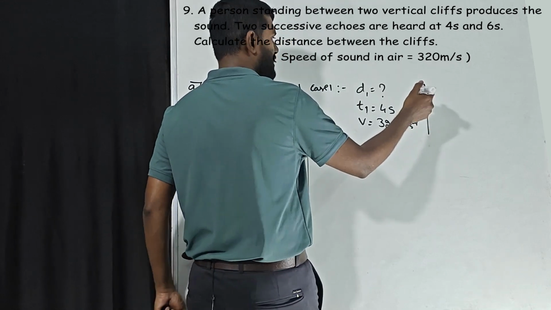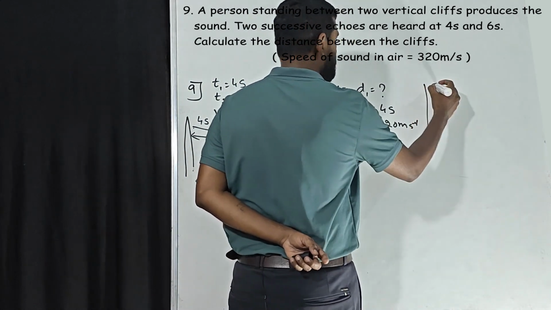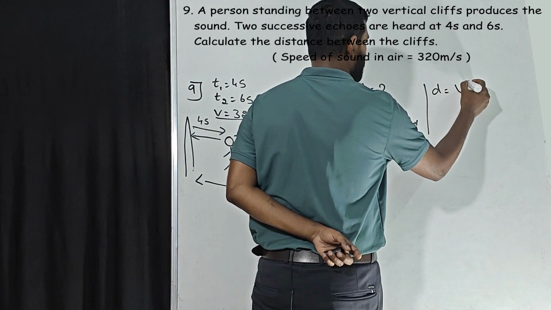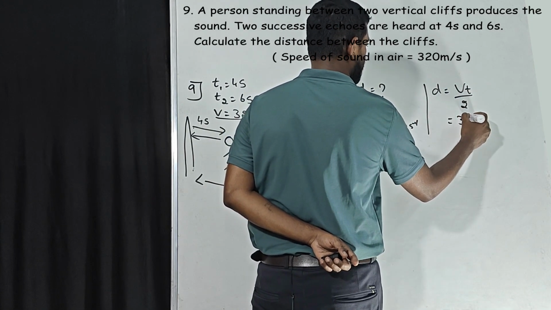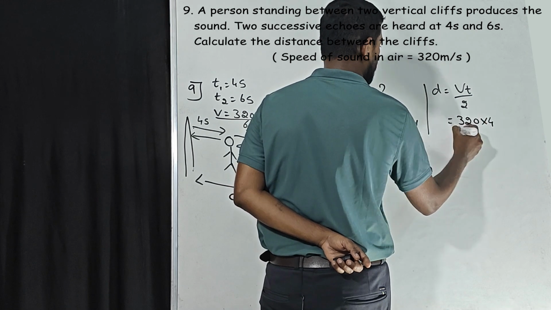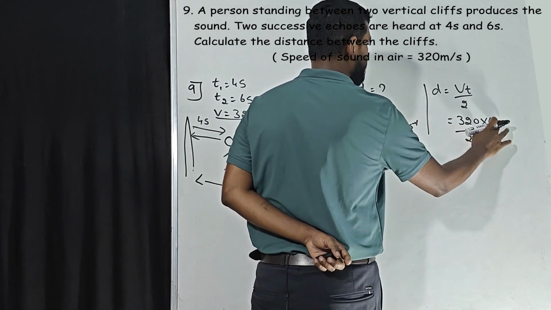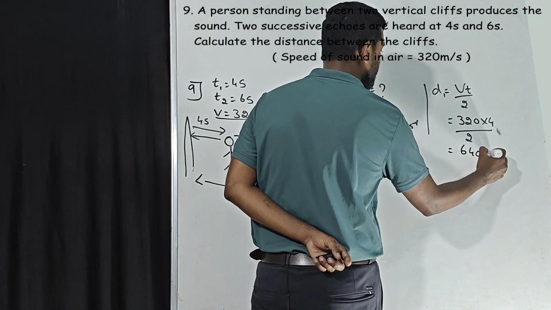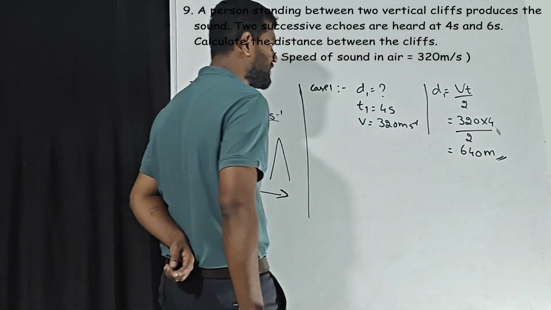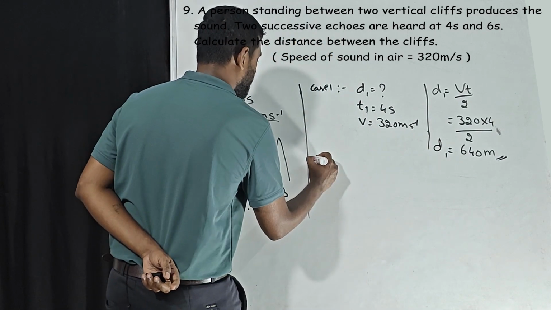So we need to find the distance, right? So we know v is equal to 2d by t. So distance is equal to vt by 2. So here 320 into 4 divided by 2, so what is the distance? This is d1, so this is equal to 640 meters. That's it, 640 meters, d1. Okay, case 2.